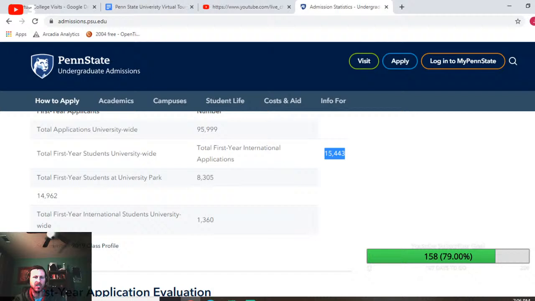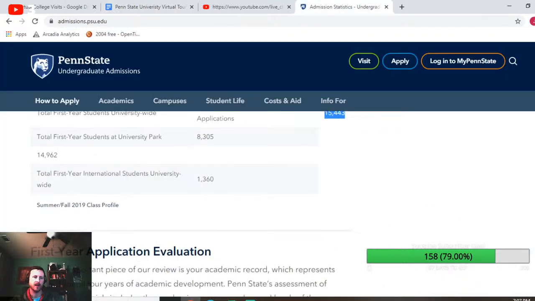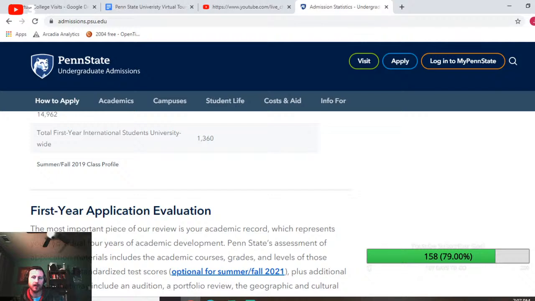If we do the math, 15,443 divided by 8305. Whoa, other way around. Sorry. I'm not a math person, everybody. So just bear with me. 8305 divided by 15,443. That's a 53% acceptance rate. It's selective. Don't get me wrong. It's very, very selective, right? But it's not as selective as maybe what I thought it would have been. And that was from last year's data.